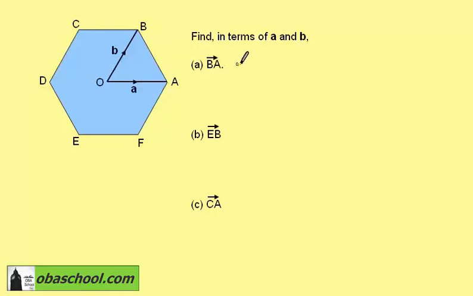BA is the vector that goes from B to A. An alternative route is to go from B to O and then from O to A. This is an equivalent journey since the start point and end point are the same. B to O is backwards along b and therefore is minus b. O to A is forwards along a, or we could write this as a minus b.